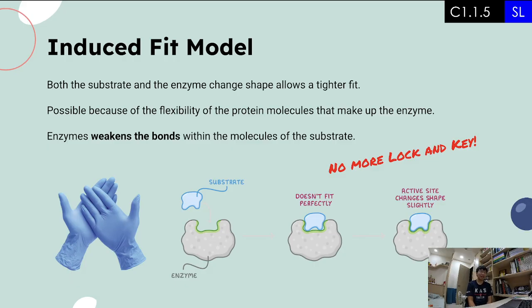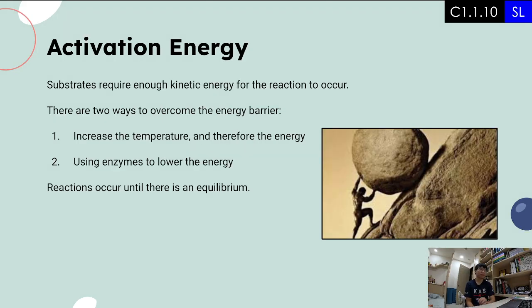And this is possible because the protein molecules in making the enzymes, the amino acid long chains, are flexible. And what enzymes do is they weaken the bonds within the molecules of the substrate in order to break them apart. So enzymes and the substrate, it doesn't always fit perfectly, but it has to be the right shape still. There's only one correct shape. There's only one correct substrate for every enzyme. And the active site changes shape slightly to hold on to the substrate better. So that's the induced fit model.